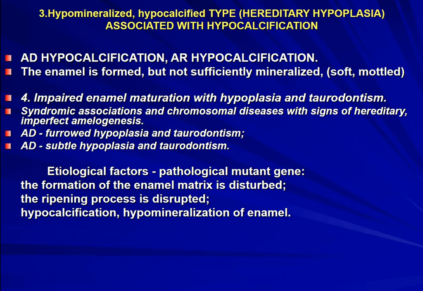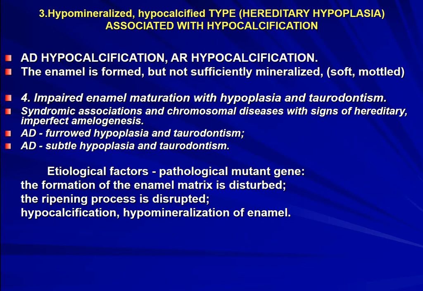Hypomineralized, hypocalcified type, hereditary hypoplasia associated with hypocalcification. Autosomal dominant hypocalcification and autosomal recessive hypocalcification. The enamel is formed but not sufficiently mineralized, soft and mottled.